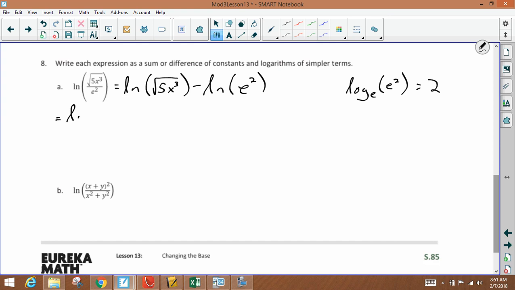So that's going to become natural log. First thing I'm going to do is write this radical as an exponent. And then that's 2. Natural log of e squared is 2.